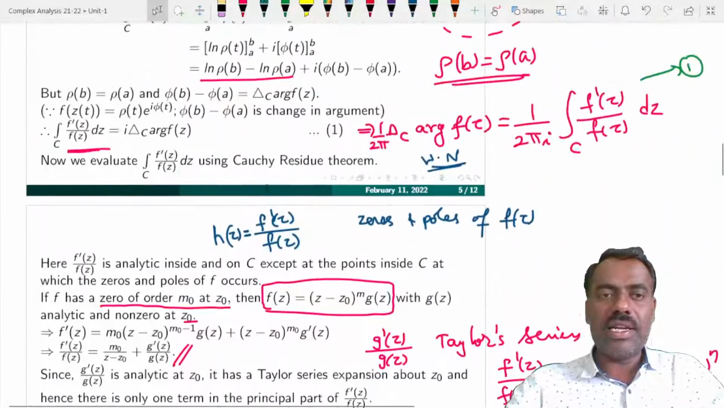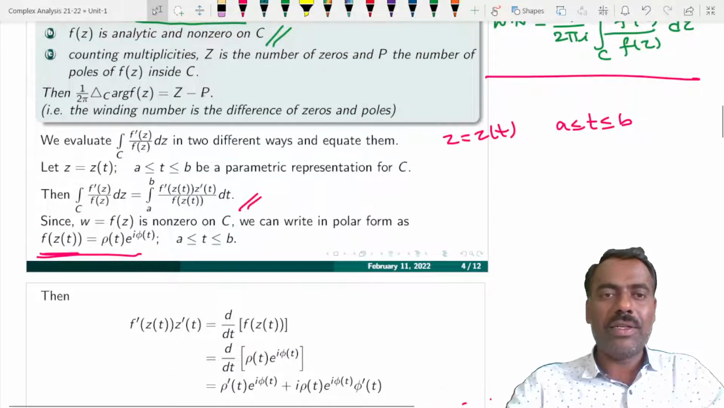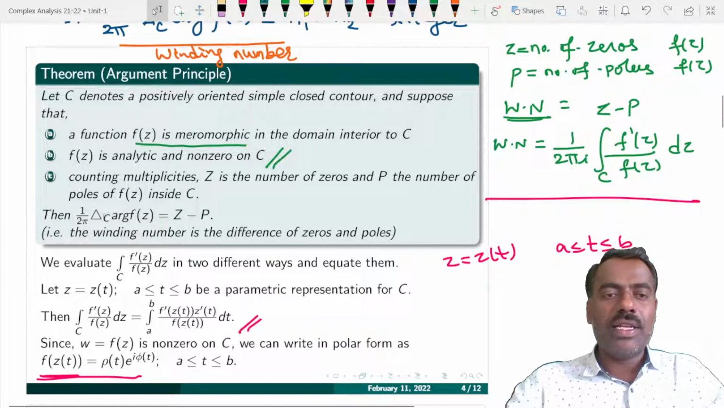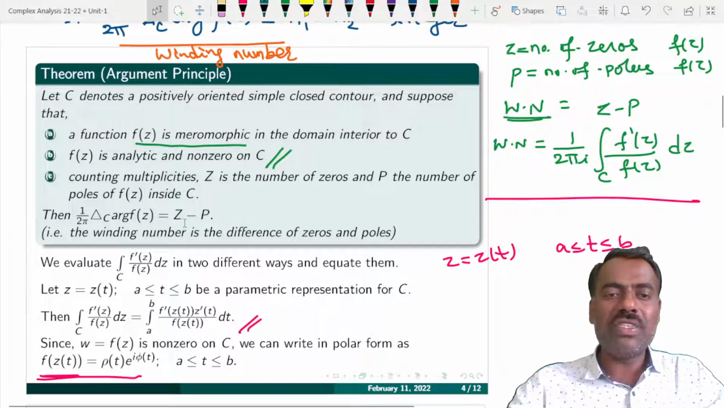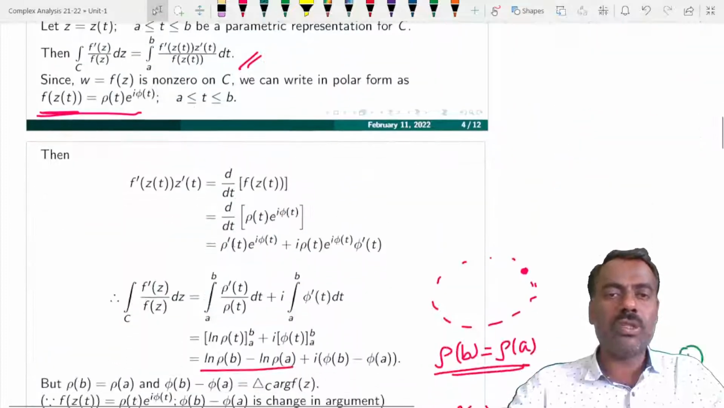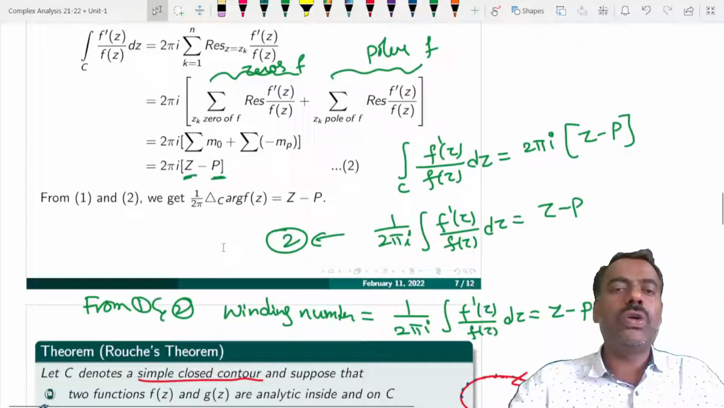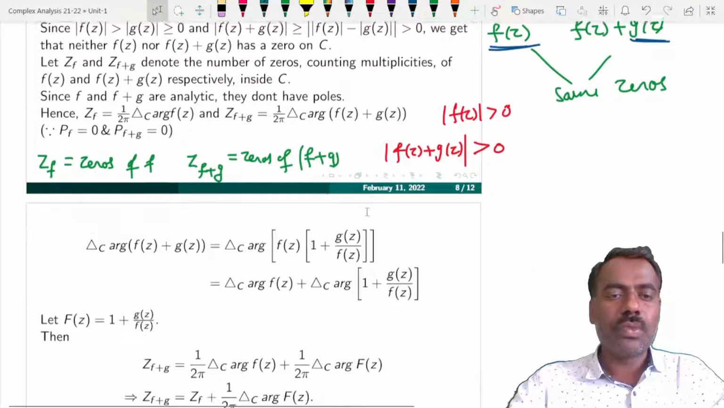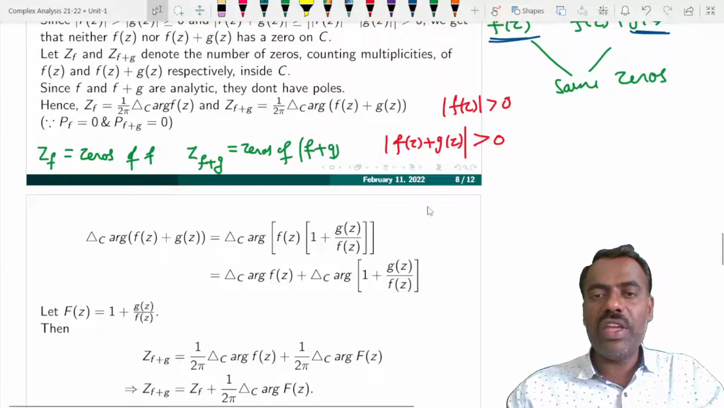So in this result, the poles concept is gone. Only when you have this one, then 1 by 2 pi times argument of f of z is simply Z, the number of zeros. Okay, so for f of z, it is Z_f. For f plus g of z, it is Z_{f+g}, because both are analytic inside, so we don't have any poles there, right?